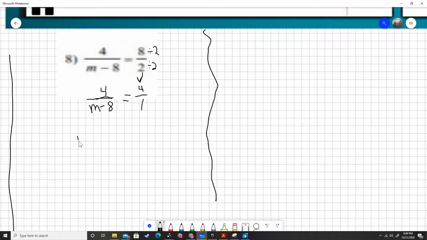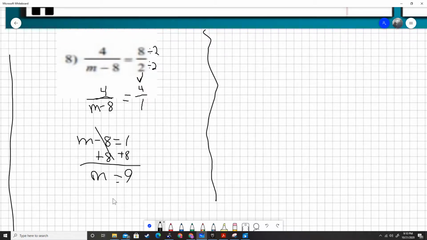So if I set up that equation, I have m minus 8 is equal to 1. If m minus 8 is equal to 1, I need to get m by itself, so I need to do the inverse of subtraction. The inverse of subtraction right here will be addition, which requires me to add 8 to both sides. So negative 8 plus 8, those cancel each other out. Over here I got 1 plus 8, that'll give me a 9. So that means that m equals 9.